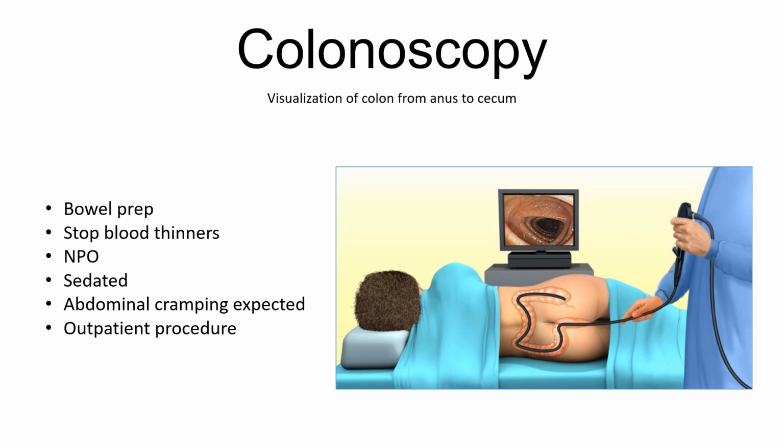Next is the colonoscopy. The colonoscopy is very similar to our EGD or upper endoscopy, but this one is going through the rectum. So a very similar scope. It has a light and camera at the end, is inserted into the rectum, and it can visualize the entire colon all the way to the cecum where it connects to the small bowel. So a very, very important diagnostic procedure.